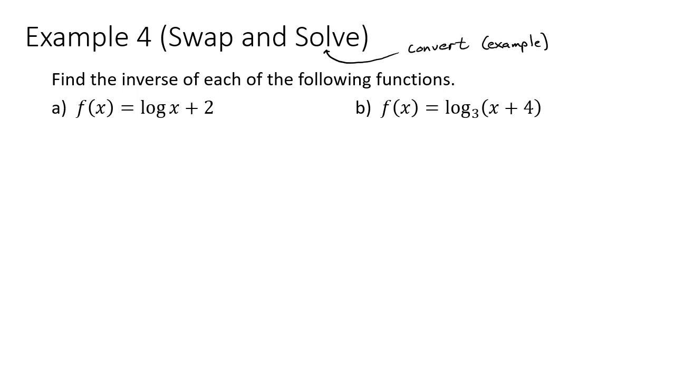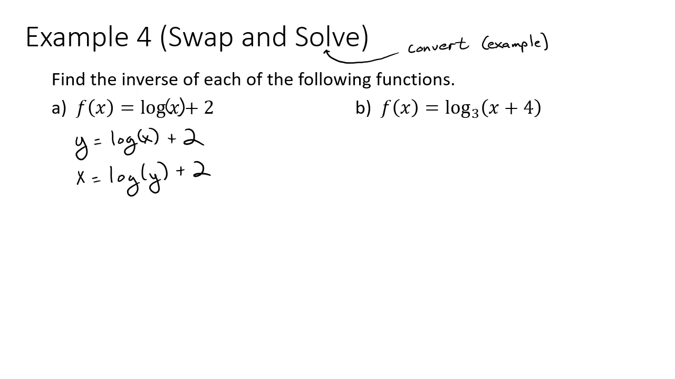In part A, we've got f of x is equal to log of x plus 2. And remember that because there's no parentheses here, there are implied parentheses around just the first thing after the logarithm, x. And so this would be the function y is equal to log of x, plus 2. All right, so now I'm going to swap. Y becomes x, x becomes y. So now our goal is to solve for y.